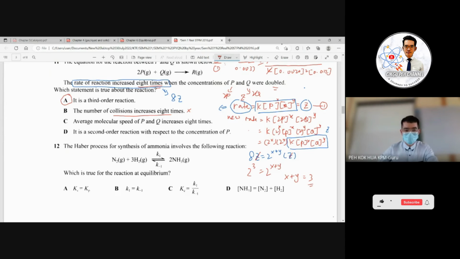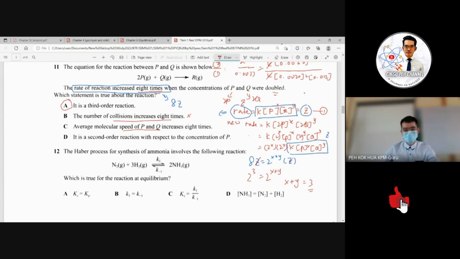Then the C, average molecule speed of the P and Q increase 8 times. So the speed of the molecule will be dependent on the temperature. As the temperature increases, the average speed of the molecule will increase. Here there is no mention of any increase in temperature, just that the concentration is doubled. So this one is also not correct.